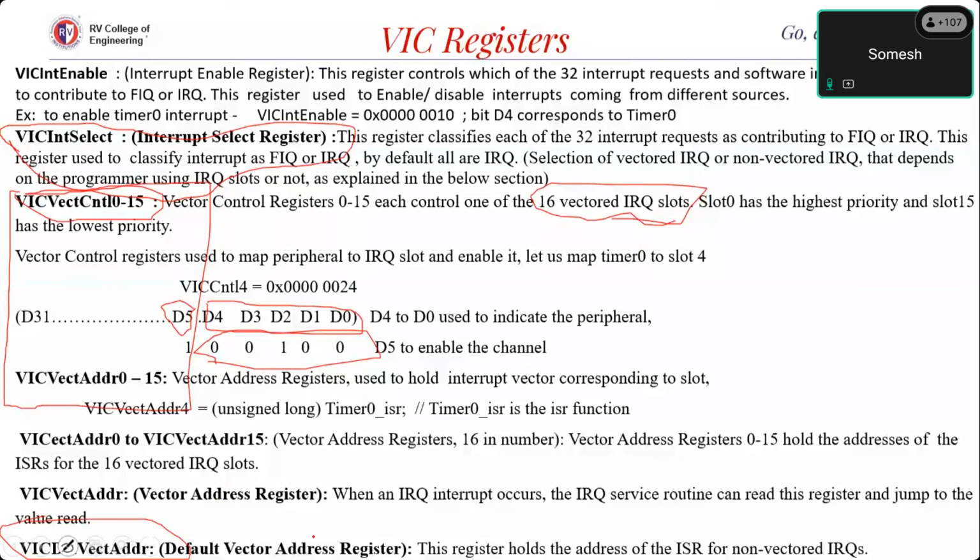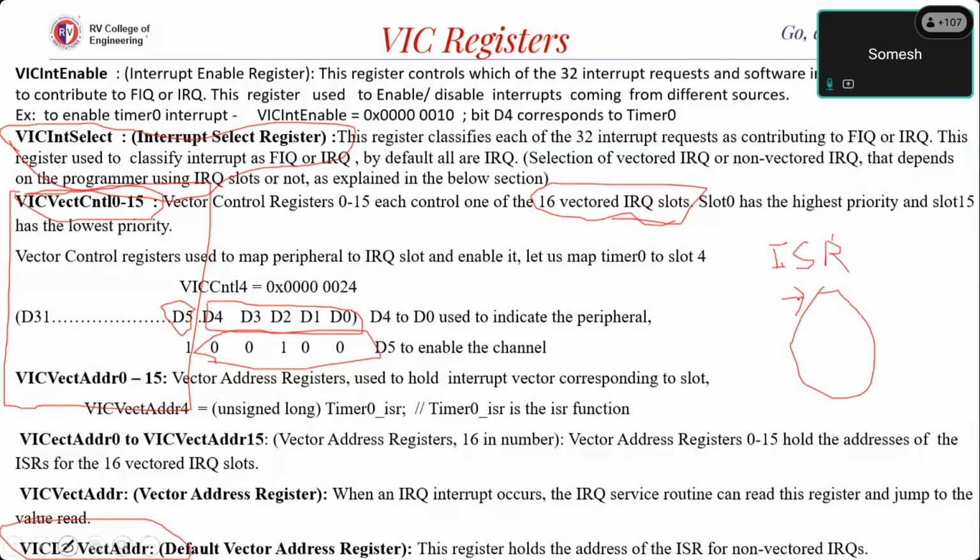That means if I have configured, let's say, 16 peripherals, timer 0, timer 1, I2C, all of them as non-vectored, for all the 16 peripherals there is only one ISR available. This ISR does not pertain to one source. It is common for, let's say, 16 peripherals which I configured as non-vectored IRQ. So the one common ISR's starting address is specified in the VIC default vector address.